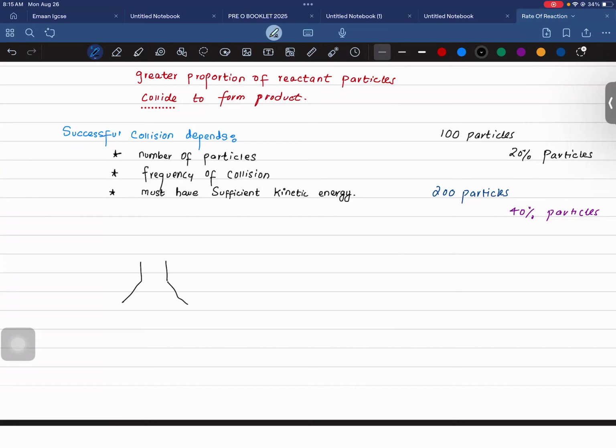Okay, I have just taken this conical flask. I have just added magnesium and HCl. It produces magnesium chloride and hydrogen gas.